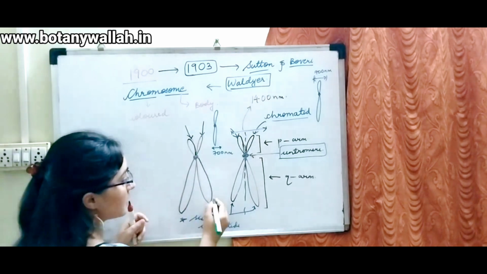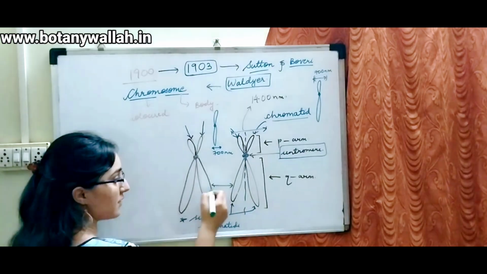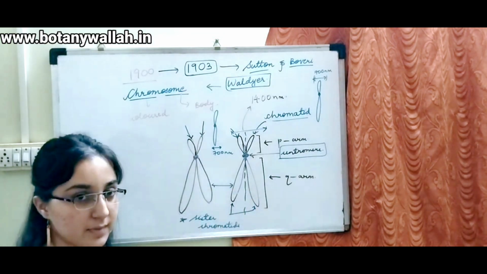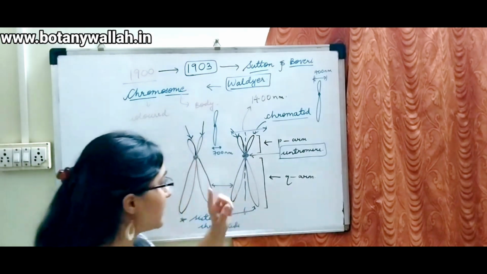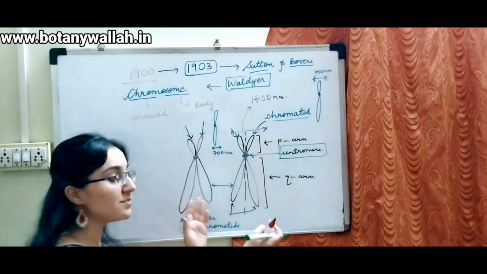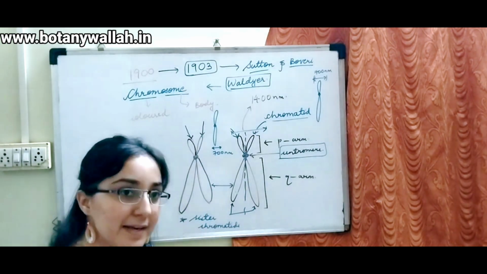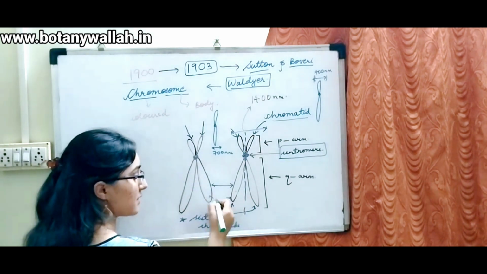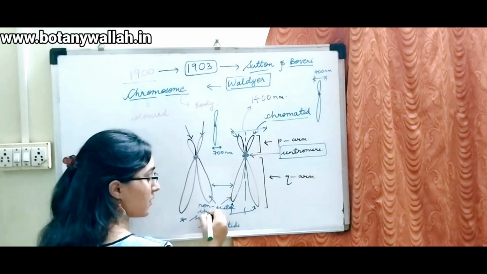But what about the relation of this strand with this strand? So this strand and this strand are known as non-sister chromatids. So the thing is, when one centromere is attached to two chromatids, we say they are sister chromatids. But if there are two different chromosomes, and we are speaking about two different chromatids, then they are known as non-sister chromatids. So this and this, we say they are non-sister chromatids.